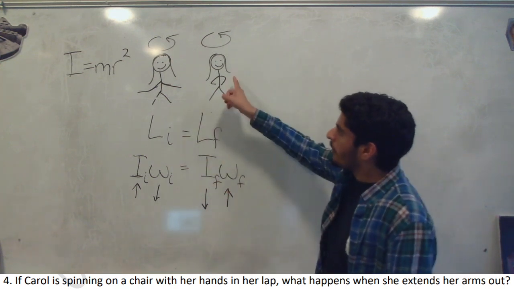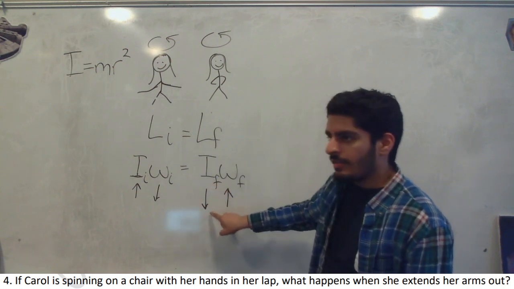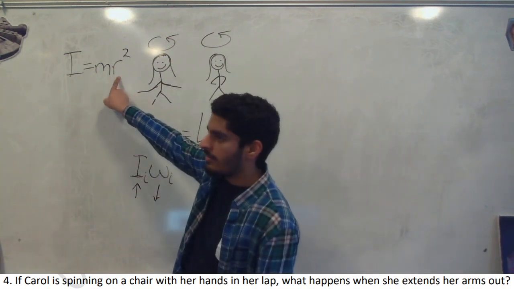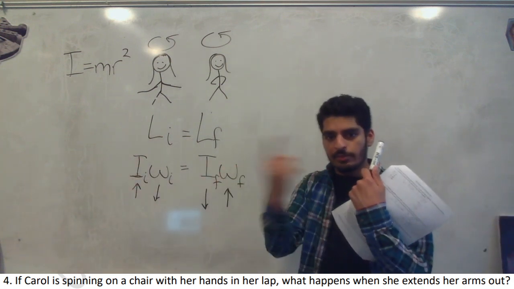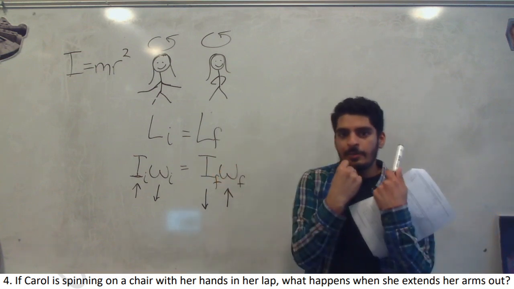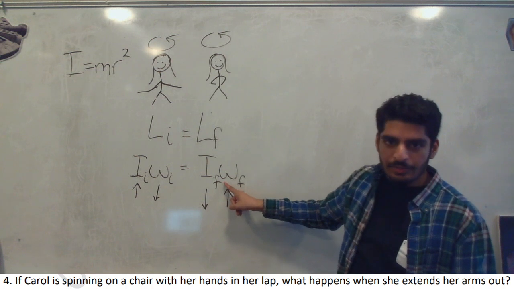And so we know that when her arms are together, she has to have a small moment of inertia because her radius is small. And that's the same concept as an ice skater who pulls her arms inwards when she's spinning. She's going to speed up as she pulls her arms inwards because her radius is less, which means her angular speed is more.